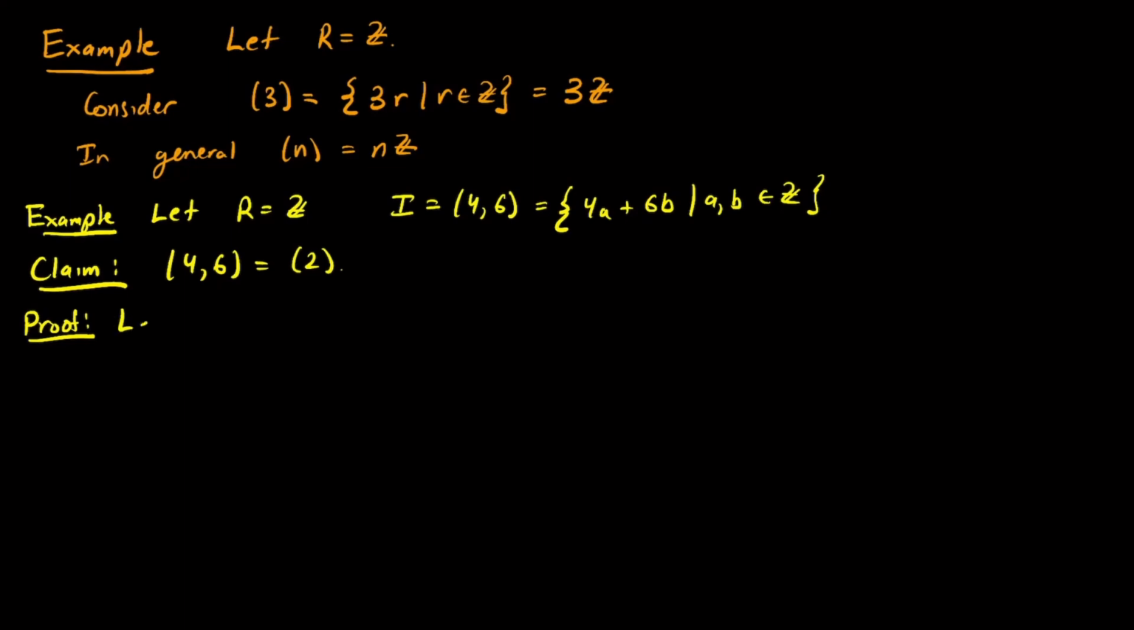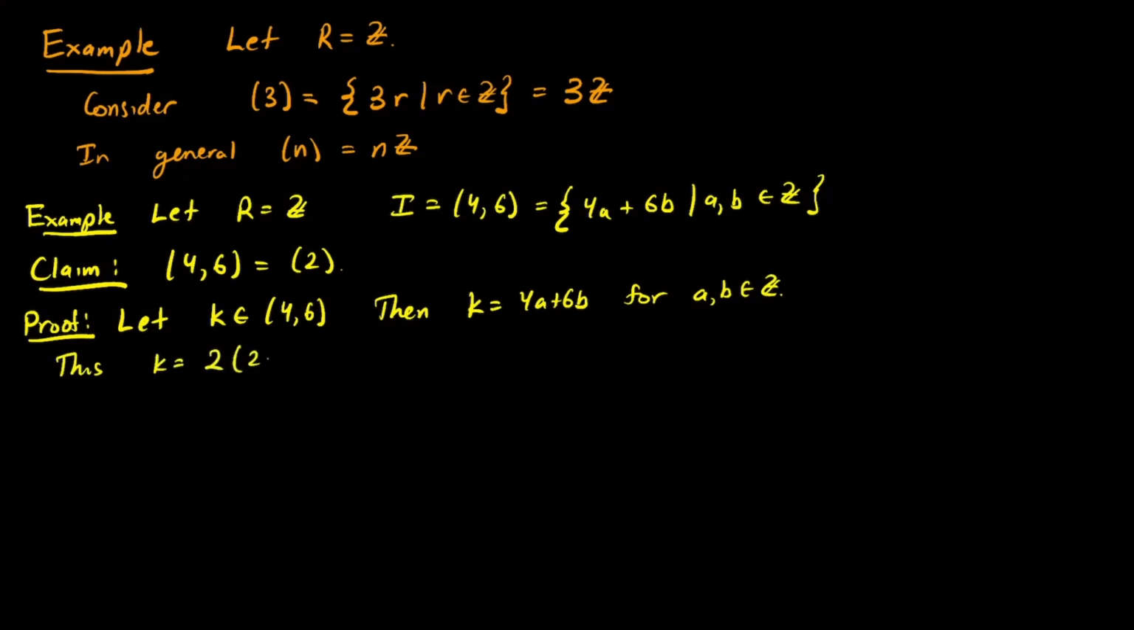So let's do that. Let k be an element of (4, 6), the ideal generated by 4 and 6. Then I know that k is equal to 4a plus 6b for some a and b in Z. Thus, if I factor out a 2, k can be written as 2 times (2a plus 3b). So what have I shown? I've shown that k is a multiple of 2, so k is an element of the ideal generated by 2. We've shown that the ideal generated by 4 and 6 is a subset of the ideal generated by 2. Okay, so we have our subset in one direction.